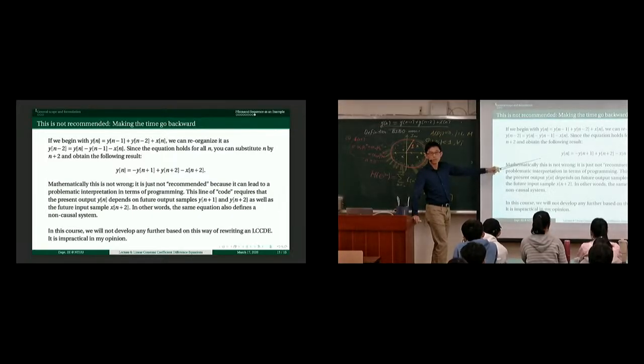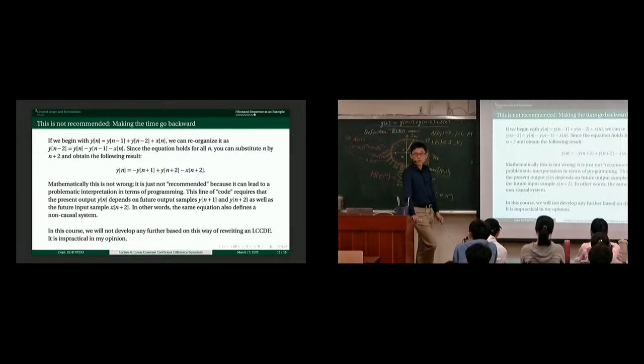Okay? So in most of our applications, the time goes forward in this course. So I recommend that when you're given a difference equation, just follow the tradition, okay? This is fun to think about. The same equation, after substitution and moving terms around, can define a non-causal system. Same equation, therefore same Z transform, right? But the region of convergence is different, okay?